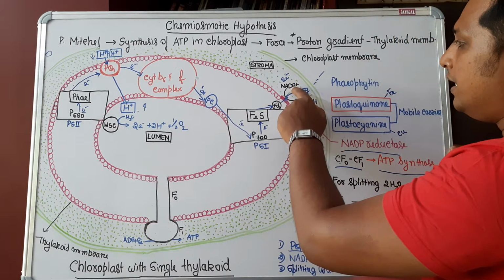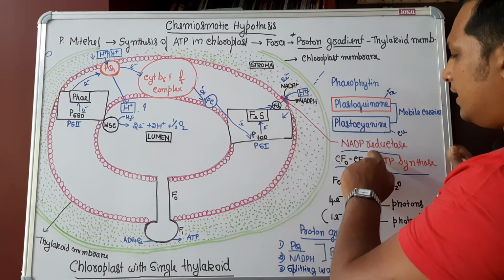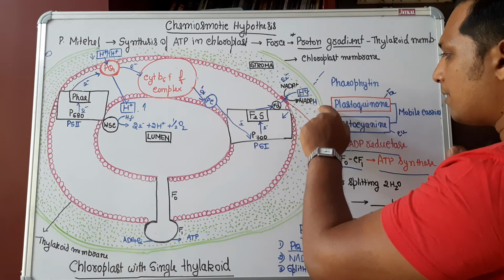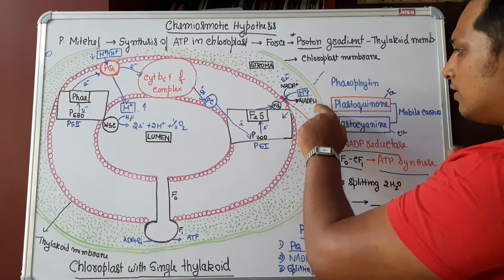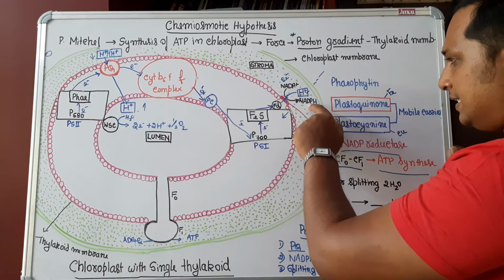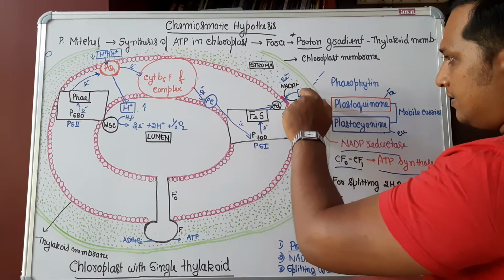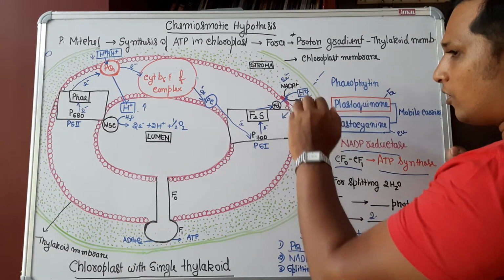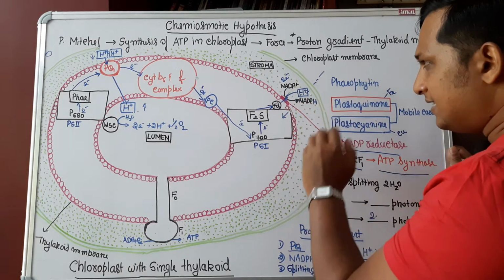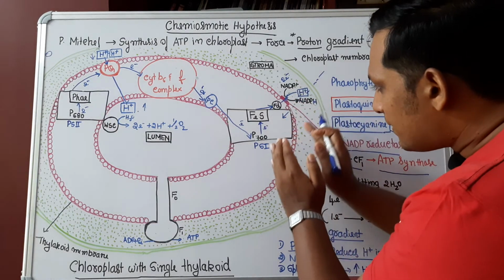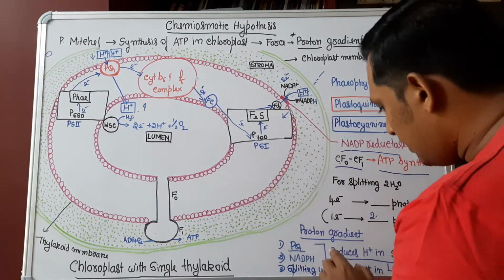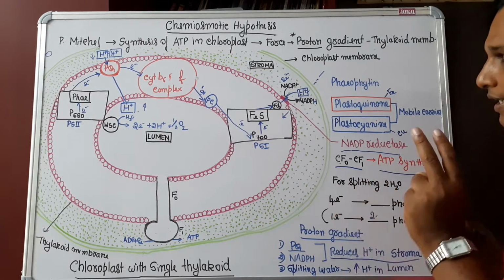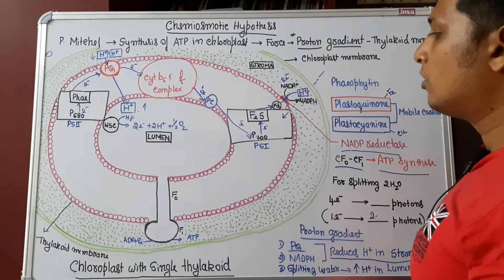What will happen to NADP plus? NADP reductase will now reduce the NADP plus to NADPH because it has accepted one H plus ion. This is how NADPH is synthesized. Hence, for conversion of NADP to NADPH, one proton is taken. That is the second reason why stroma H plus is decreasing, because NADPH formation reduces H plus ion in the stroma. That is the second reason to develop the proton gradient.